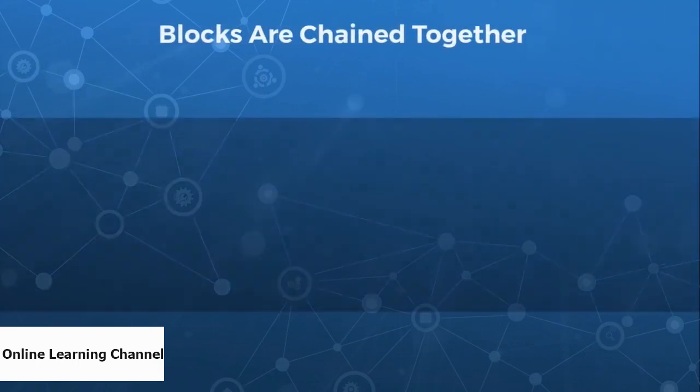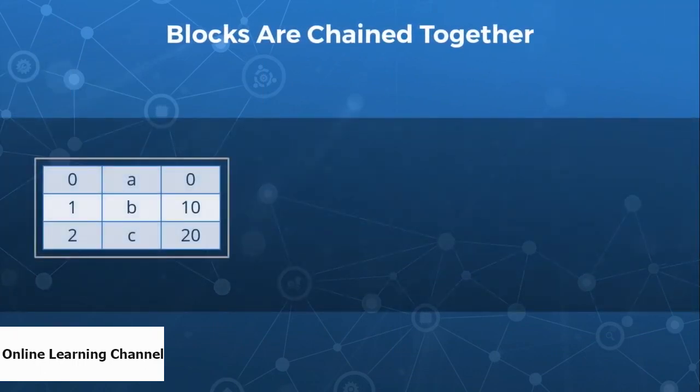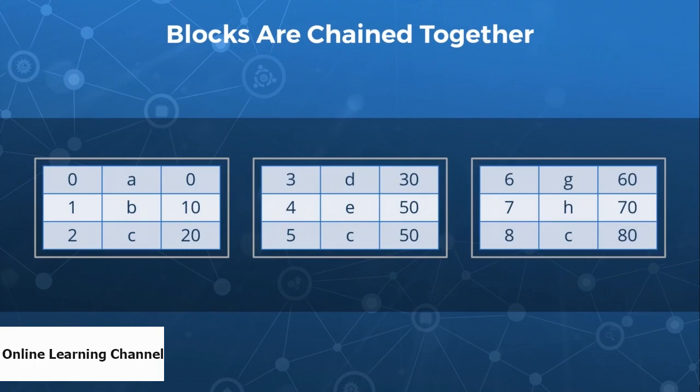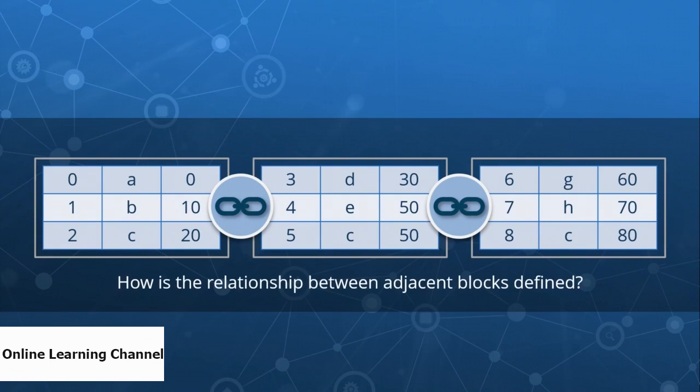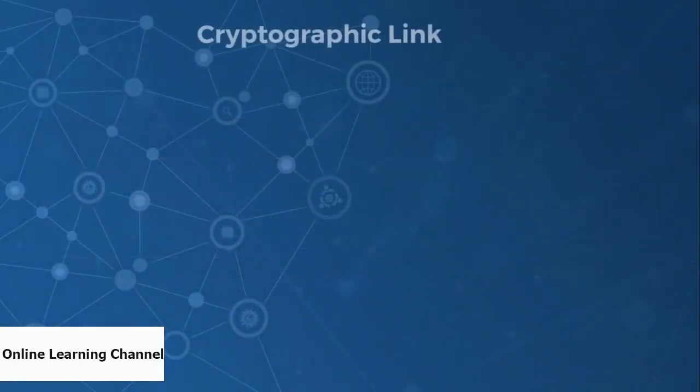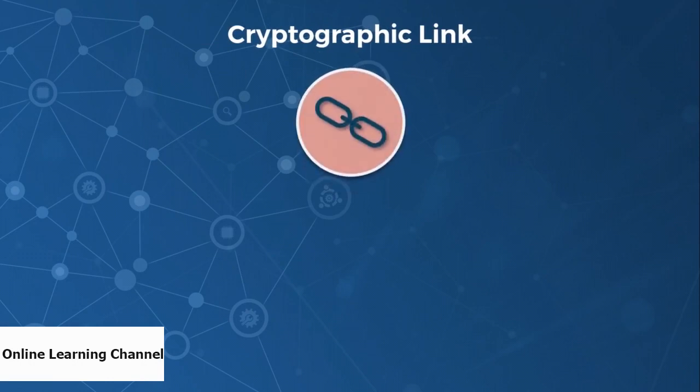So the example we have been taking a look at so far is this list of 9 records which are split across 3 blocks. And the question we had posed earlier was, how exactly is the relationship between the adjacent blocks defined? And we also saw the answer to that question, which was by means of a cryptographic link.